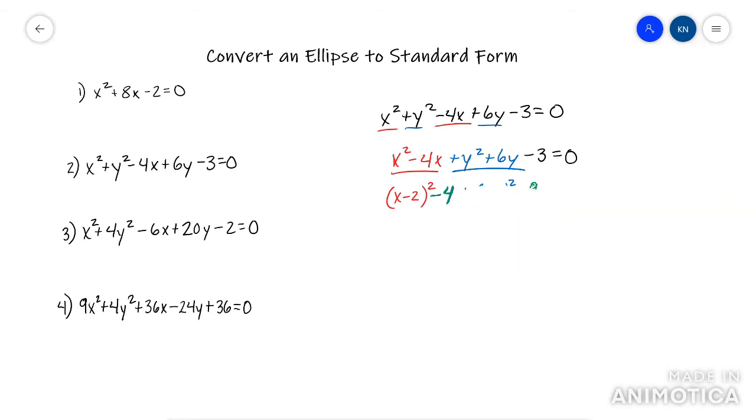Oops. Okay, I'm going to have to rewrite that. So it's plus y plus 3 squared minus 9. And then you had, from the beginning, the minus 3 equals 0. All right, so now you can rewrite this and group all your like terms here. So it can be x minus 2 squared plus y plus 3 squared minus 16 equals 0. All right, so now you're just going to move this minus 16 to the other side.